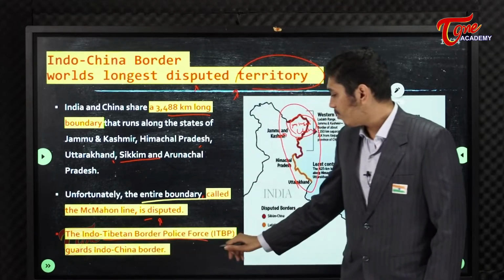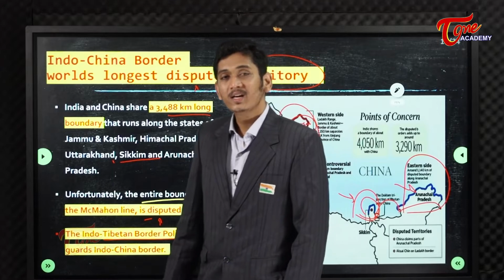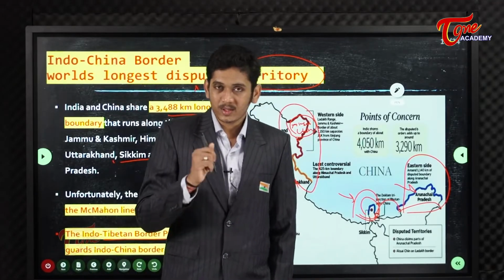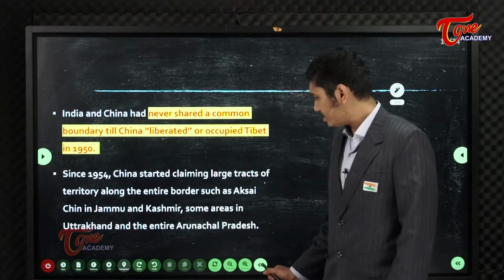The Indo-Tibetan Border Police Force guards this whole Indo-China border. You have to note this down: the Indo-Tibetan Border Police Force. Even the Assam Rifles also helps in guarding the region of Arunachal Pradesh.